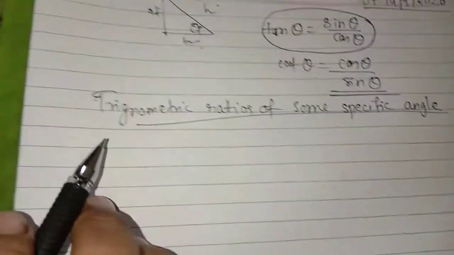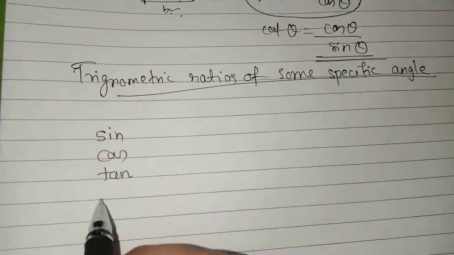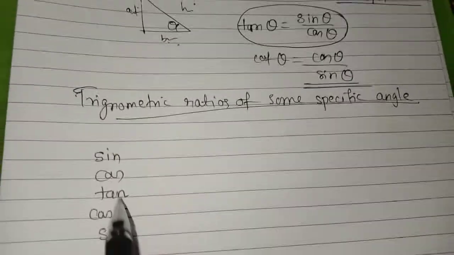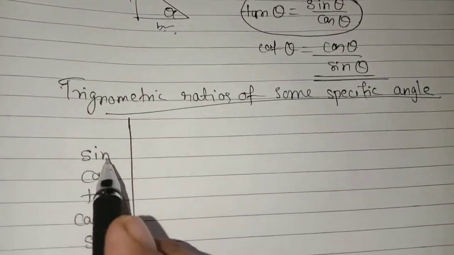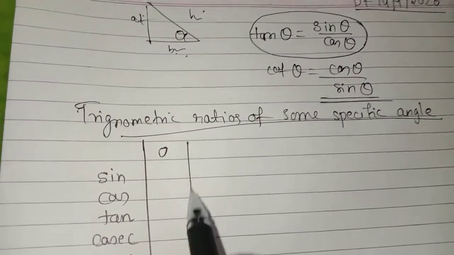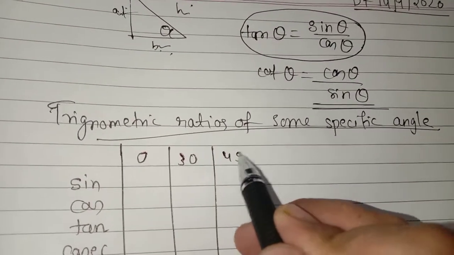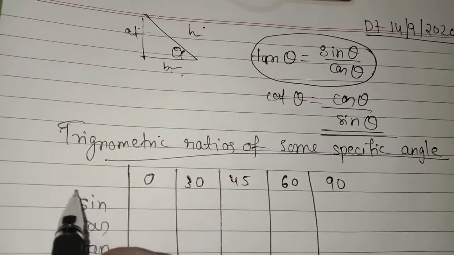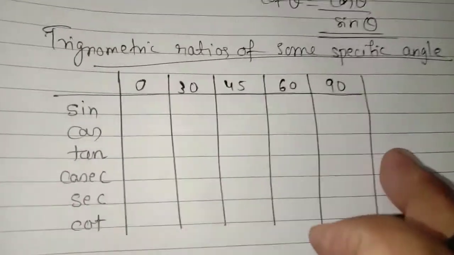So for all the terms like sine, cos, tan, then inverse of sine is what? Cosec. Inverse of cos is what? Sec. And inverse of tan is what? Cot. So we have these six functions, and what angles do we have to prepare here? The first one is 0 angle, second is 30, then we have 45, 60 as well as 90. Clear?